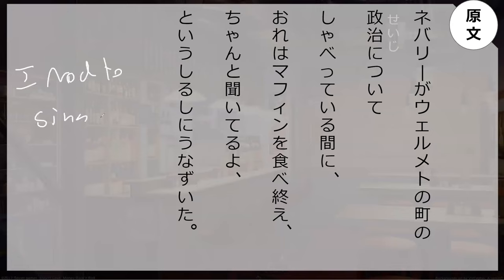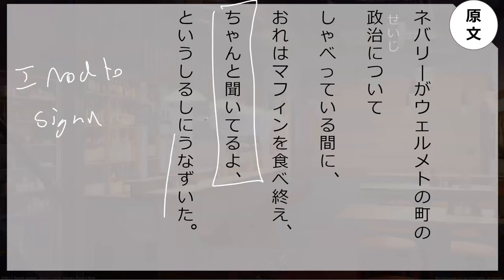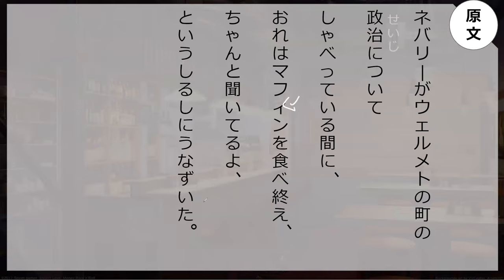I guess just a single symbol, signal. So the nod signals the idea that he's listening intently. The way we know is because he's nodding. You're nodding basically in order to symbolize, I'm listening, I'm listening. Let me continue eating my muffin that I just finished eating.